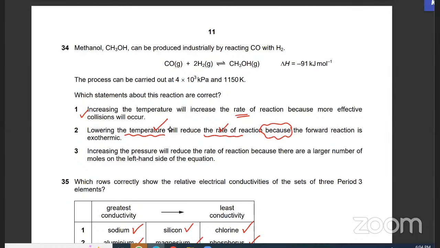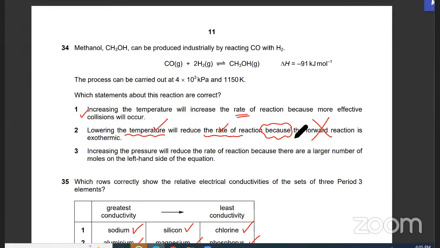Rate depends on temperature. If you lower the temperature, the particles will have less kinetic energy. They will travel less quickly and they would collide with each other with less effectiveness. So it's got nothing to do with whether the forward reaction is exo or endo, it is completely independent of that. So this "because" part is wrong. Is that clear?